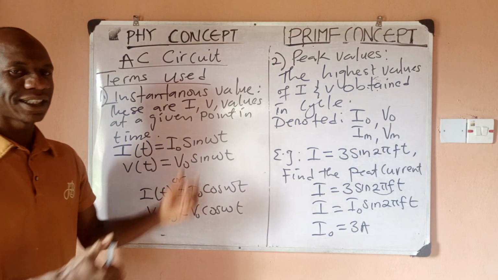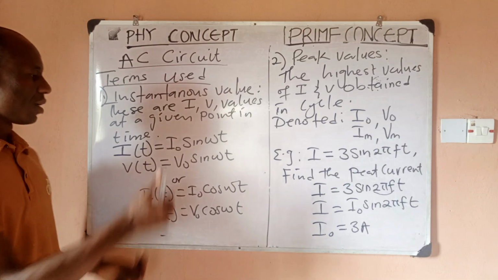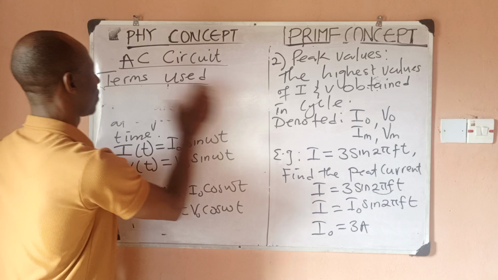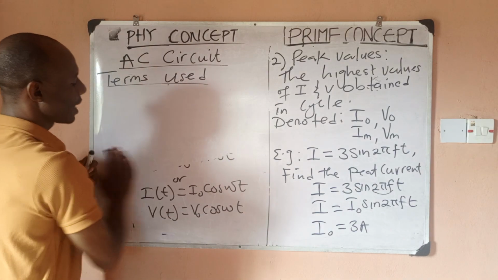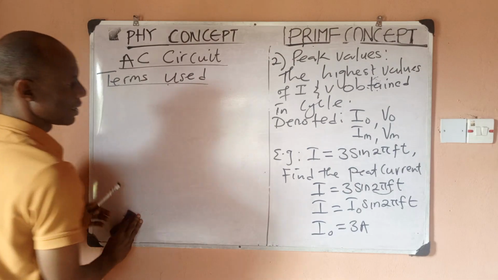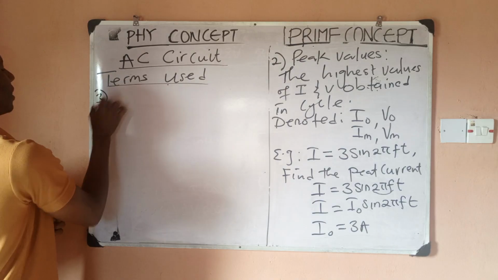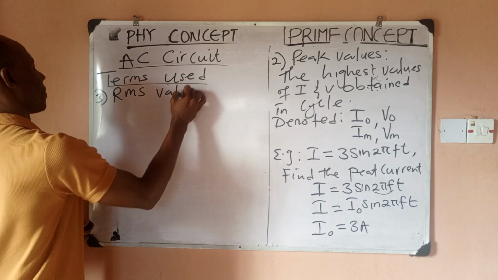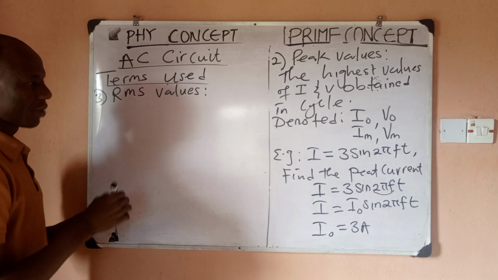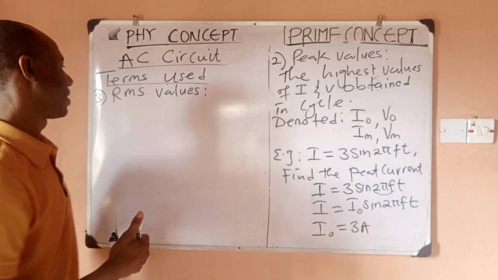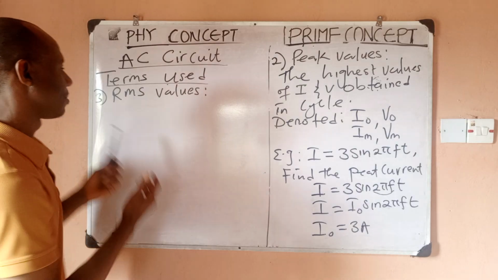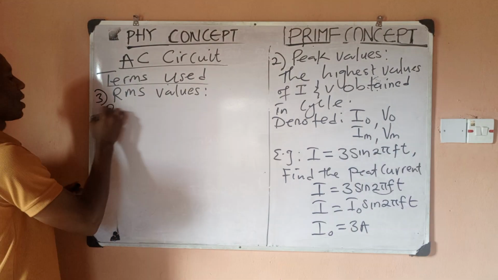So these are simple exam questions you would be meeting. So that is how you can find peak value of current. Now the next thing we want to consider, the next term, number 3, is RMS values. RMS is a short form for root mean square. So RMS means root mean square.